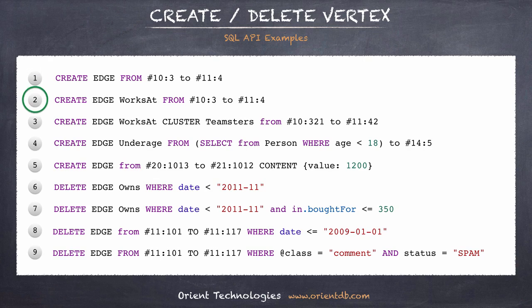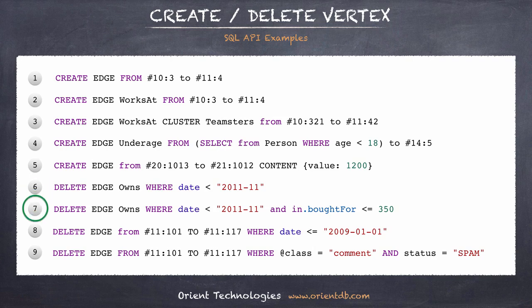2 creates a lightweight edge of type worksat between the two vertices. 3 creates an edge and stores it in the Teamsters cluster. 4 creates edges from each person under 18 years of age to an R-rated movie with ID 14.5. 5 creates an edge between two nodes with a property value. 6 deletes all owns edges where the date property is less than November 2011.